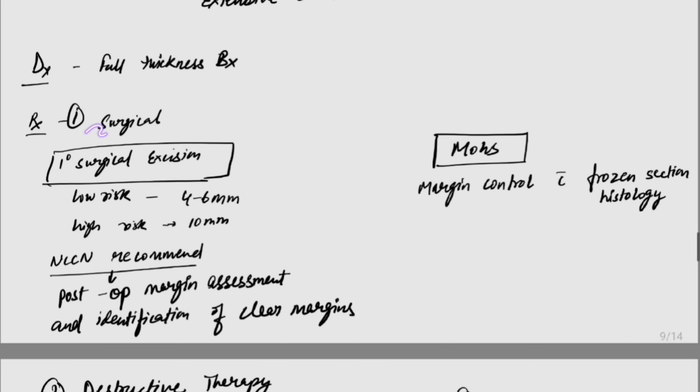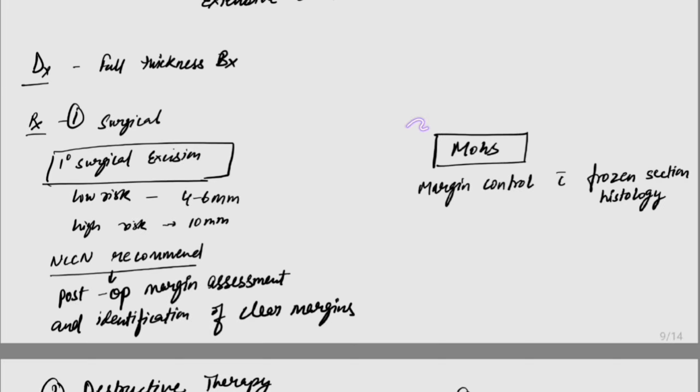Coming to the surgical excision, you can go for primary surgical excision. If the lesion is low risk, we can go for a 4 to 6 mm margin. If it is high risk, we go for a 10 mm margin. NCCN does not make a recommendation about the margins. It recommends post-op margin assessment and identification of clear margins, which are more important.